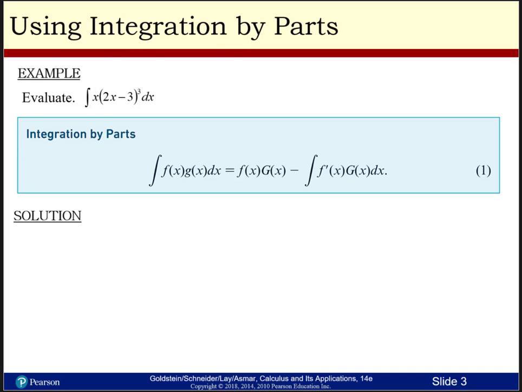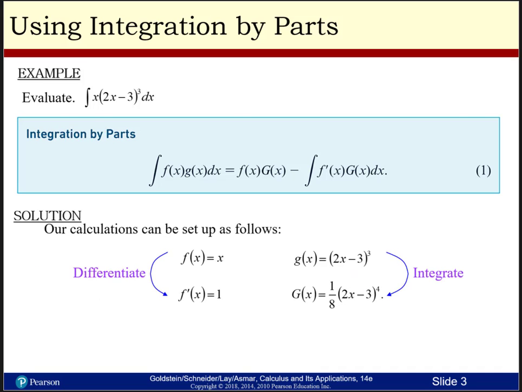All right, so once again, let's start this example, and I went ahead and put our integration by parts formula on here so we could see what's happening. We need for one of these to be f and one of them to be g. So you see we have an x here and we have a 2x minus 3 cubed. So we're just going to set it up as f of x is equal to x, and we're going to let g of x be the 2x minus 3 quantity cubed.